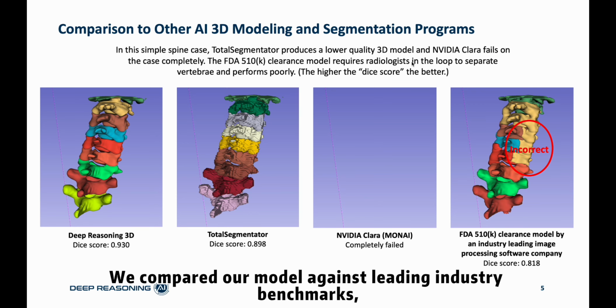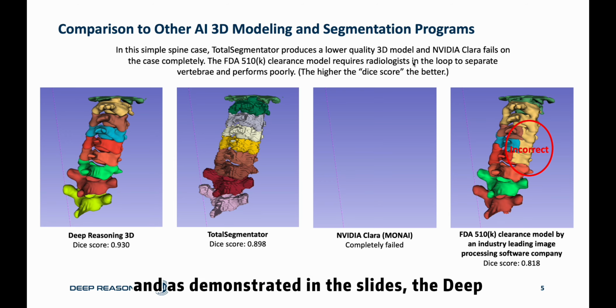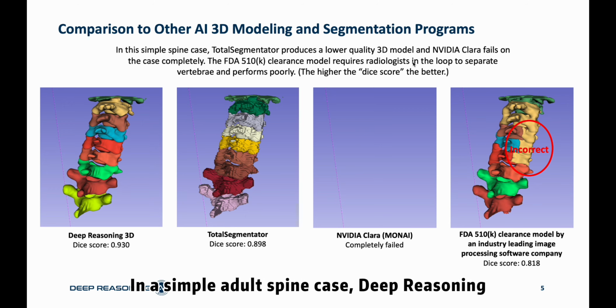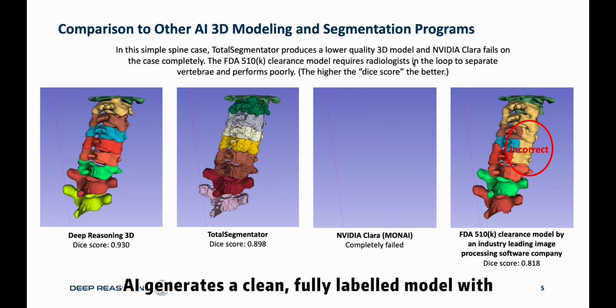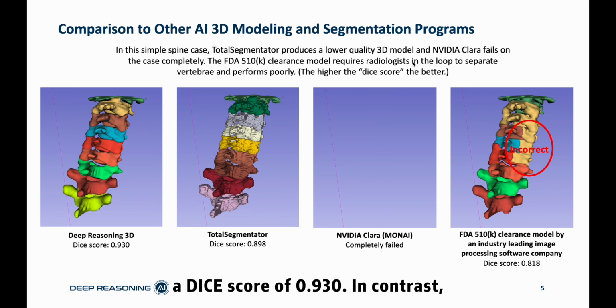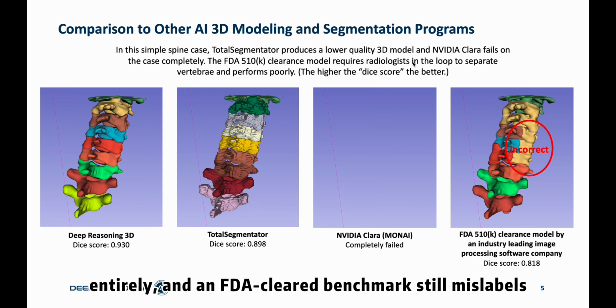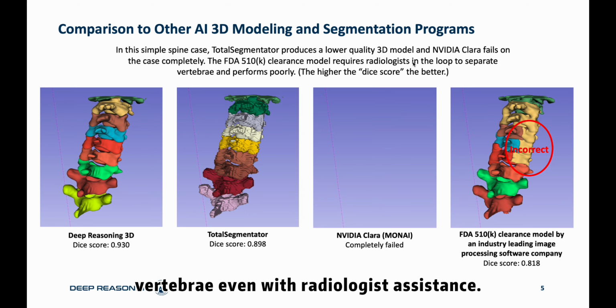We compared our model against leading industry benchmarks, and as demonstrated in the slides, the Deep Reasoning AI algorithm consistently outperforms them across a wide range of spine cases. In a simple adult spine case, Deep Reasoning AI generates a clean, fully labeled model with a DICE score of 0.930. In contrast, TotalSegmentator loses anatomical detail, NVIDIA Clara fails entirely, and an FDA-cleared benchmark still mislabels vertebrae even with radiologist assistance.